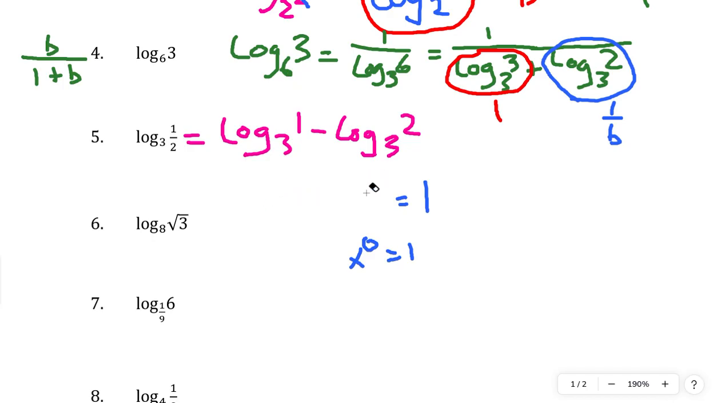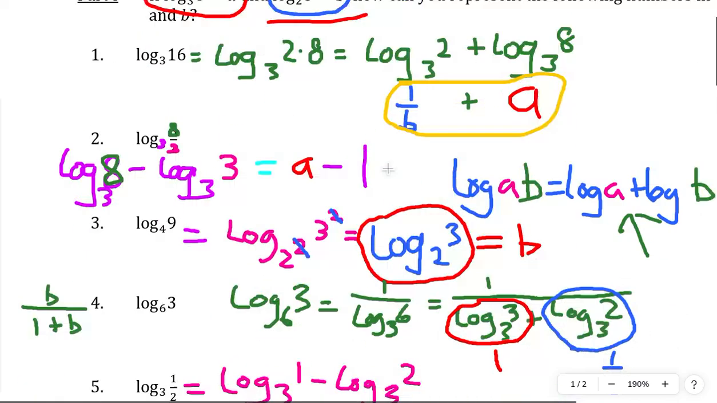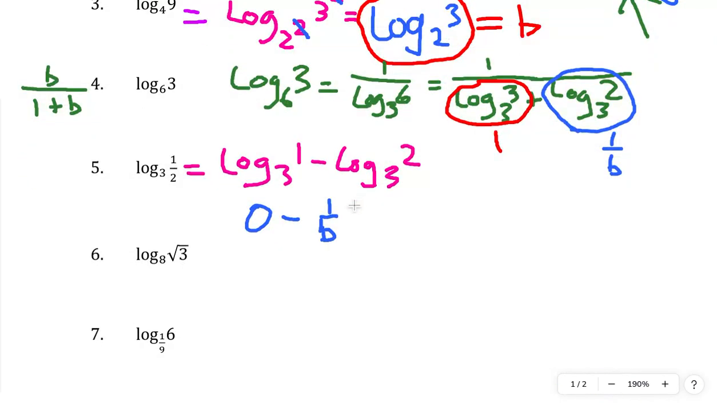And that's nice, because that means it goes away. Right? That means that this is really 0, so I don't care about it. I don't even have to write it. And this right here is just 1 over b, because b is log of 3 base 2, right? Log of 3 base 2, yeah. So this is just 1 over b, so the answer is negative 1 over b.